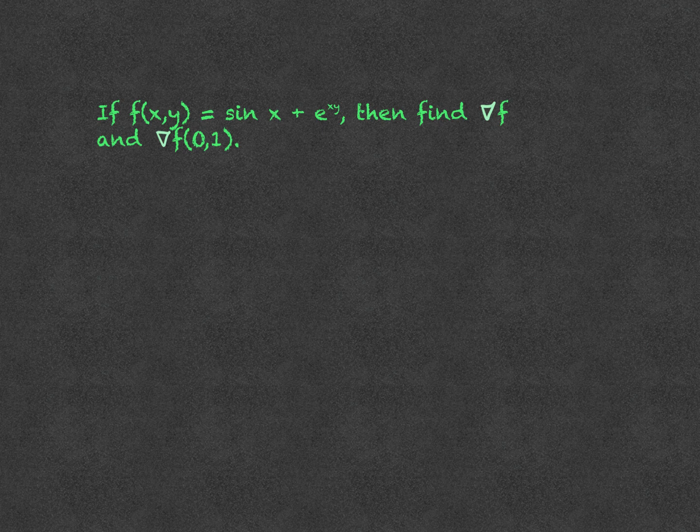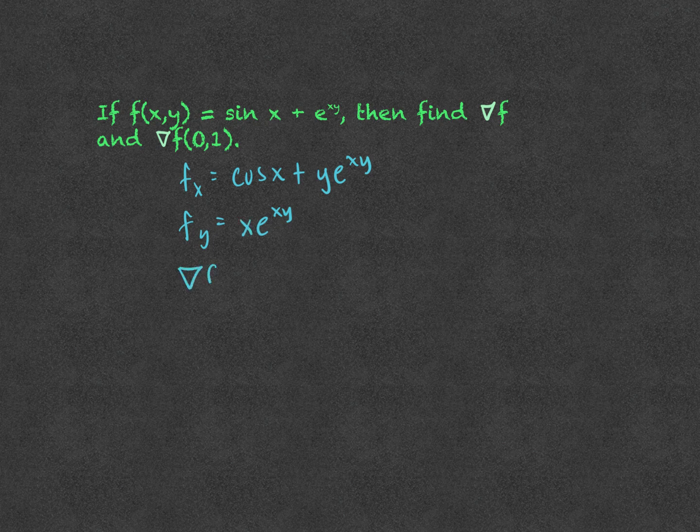So given the function sine x plus e to the xy, we're supposed to find the gradient of f and the gradient of f at (0, 1). So let's start with our partial derivative. Let's say the partial derivative with respect to x. The derivative of sine x is cosine x, and the derivative of e to the xy is e to the xy, and the derivative of xy with respect to x is just y. And then the partial with respect to y, the derivative of sine x is 0, and the derivative of e to the xy is e to the xy, and the derivative of xy with respect to y is x.